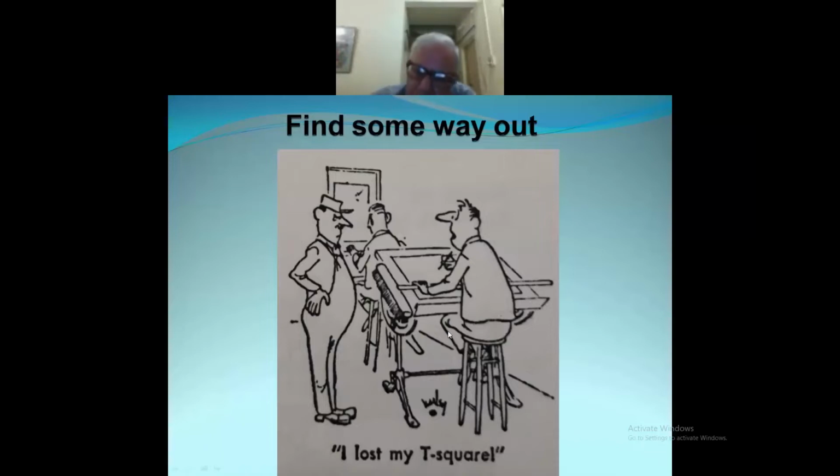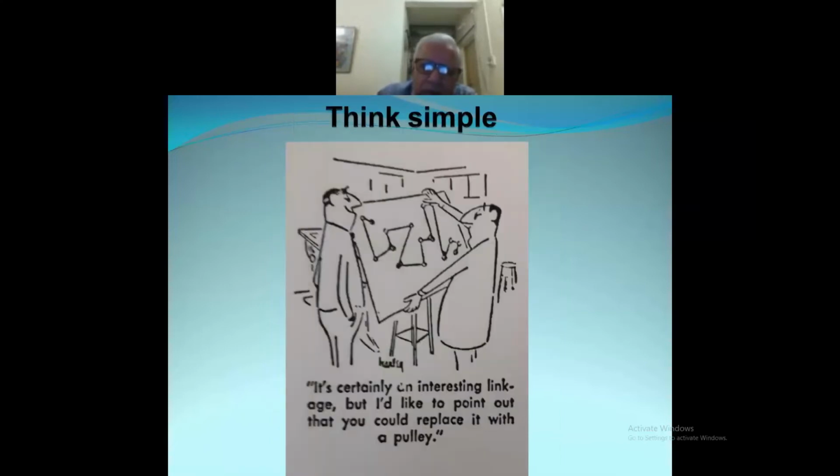The third point students can keep in mind is, think simple. Here is a long and complicated linkage, very nice and interesting, but perhaps it could be replaced by just a chain and a pulley.